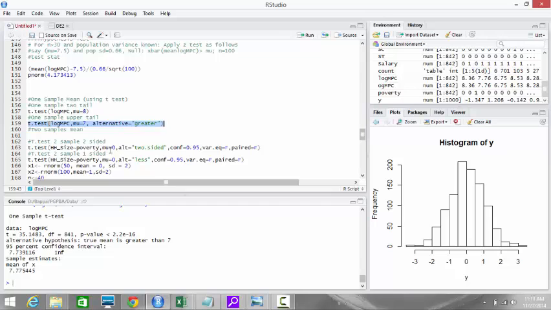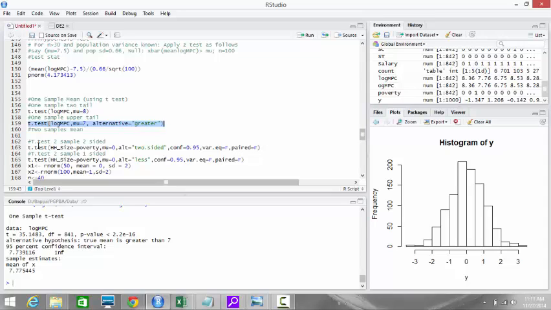So mu equals 0, which means we are testing that the difference in household sizes equals 0. This is two-sided because we are testing whether they are equal. We specify a confidence level of 0.95. We say that the variance is not equal, since we have no reason to impose equal variance, and it's not paired. So paired equals false because we are not doing a matched pair test here.